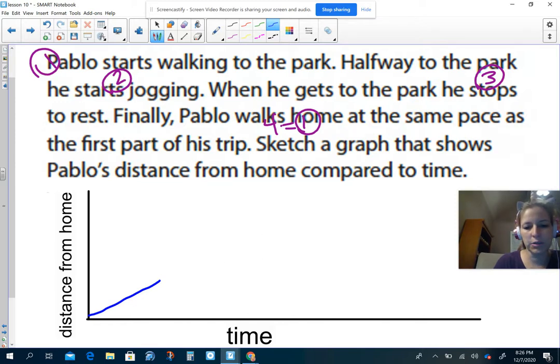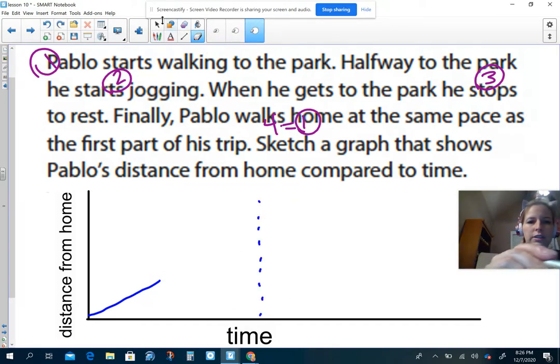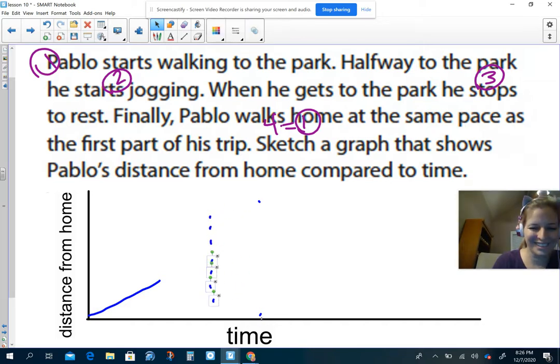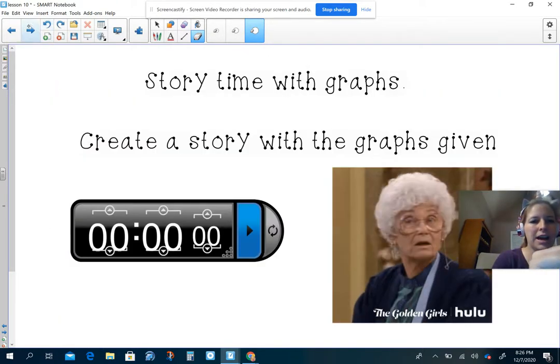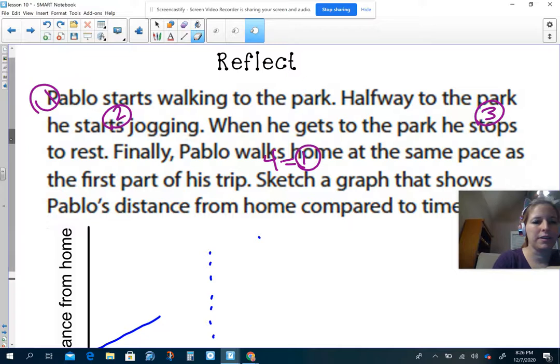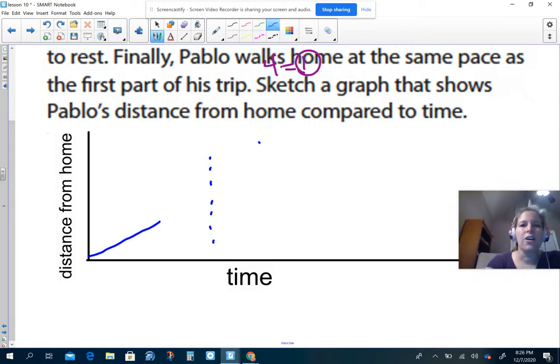Halfway. So let's see. Where's our halfway? Maybe here? No, because he's going to pause, so it's not time, right? Okay. So let's do halfway, like right. Oh, you don't want to go back. Oh, hold on. Move together. There we go. Okay.